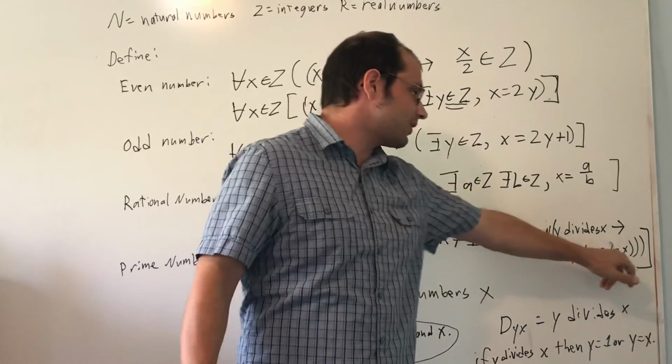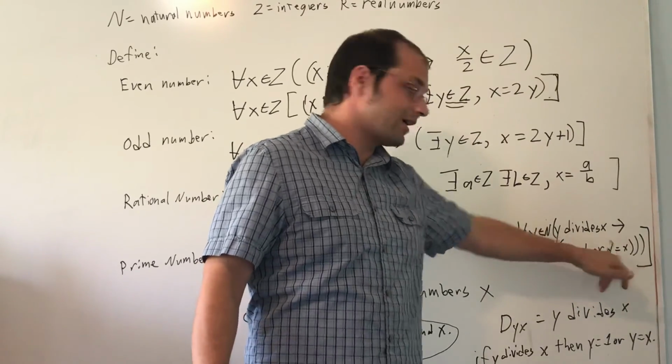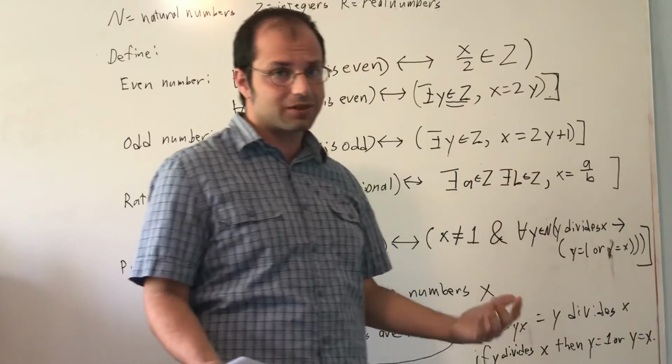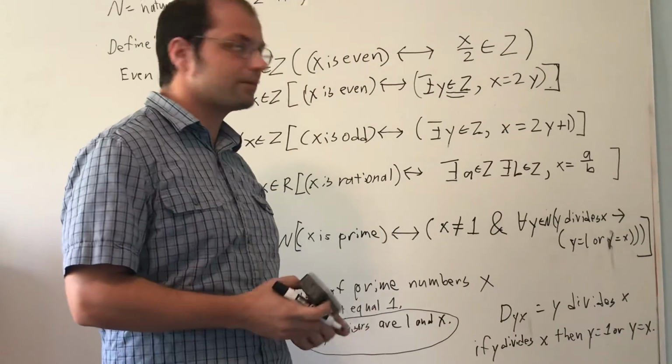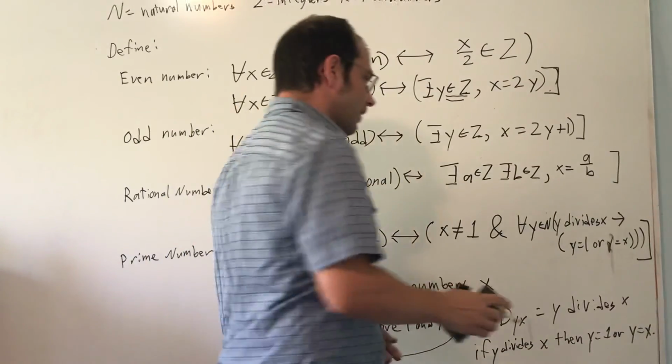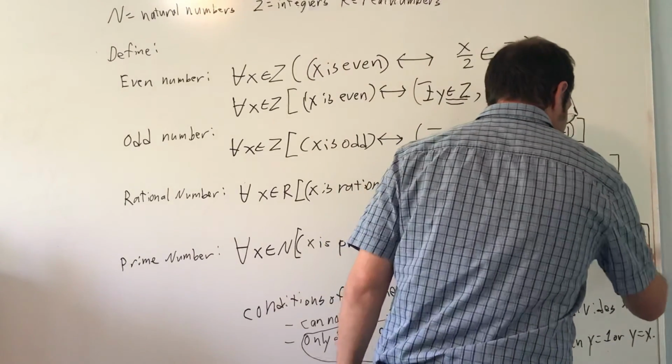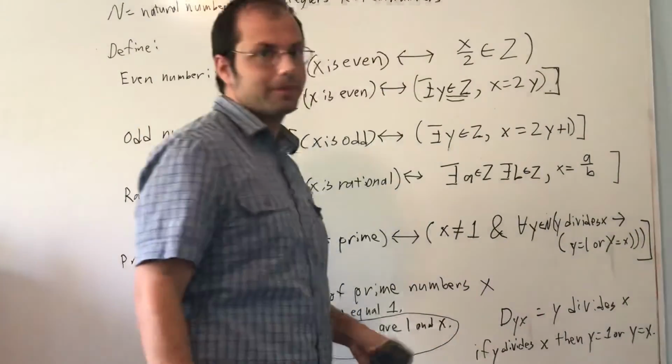We have an or here because there's two different values that y could be under the assumption that y divides x. Okay, can you fix the smeared y? Oh, yes. It's hard to read. All right. Thank you.